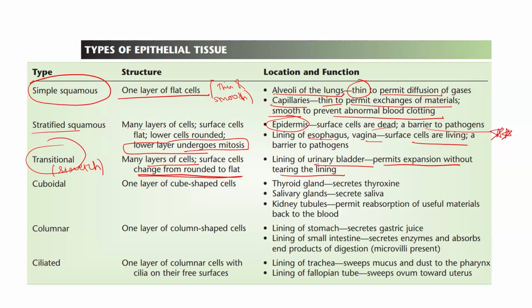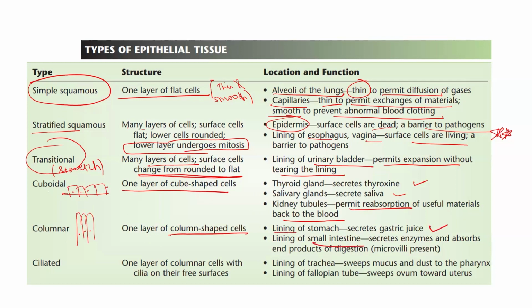Next is the cuboidal, where there is one layer of cube-shaped cells. For example, it is present in the thyroid gland that secretes thyroxine, salivary glands that secrete saliva, sweat glands that secrete sweat, or in the kidney tubules that permit the reabsorption of useful materials back into the blood. Next is the columnar, where the cells are column shaped, in a single layer. The columnar epithelium can be present in the lining of the stomach, where it helps in the secretion of gastric juice.